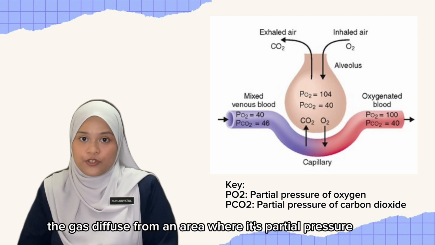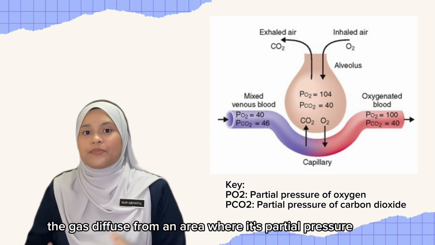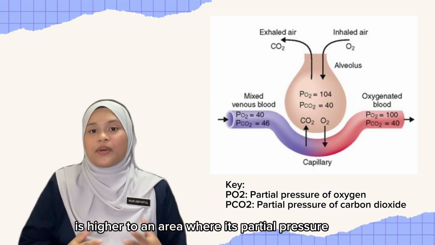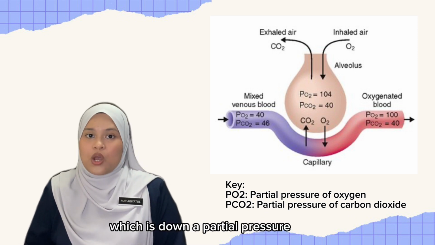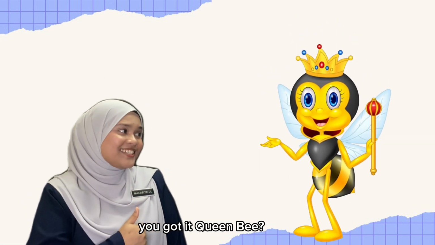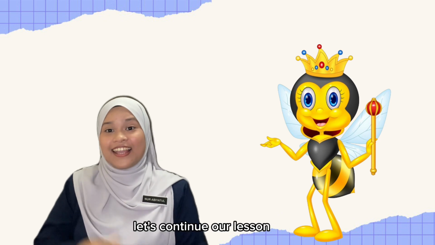The gas diffuses from an area where its partial pressure is higher to an area where its partial pressure is lower, which is down a partial pressure gradient. You got it, Queen Bee? Yes. Let's continue our lesson.